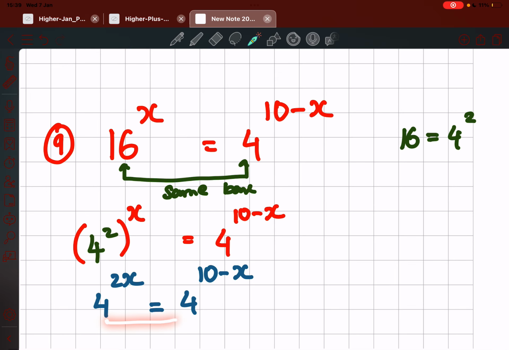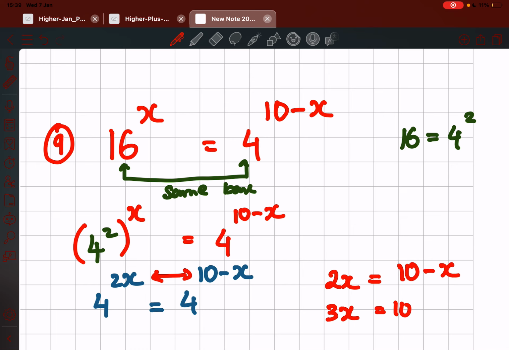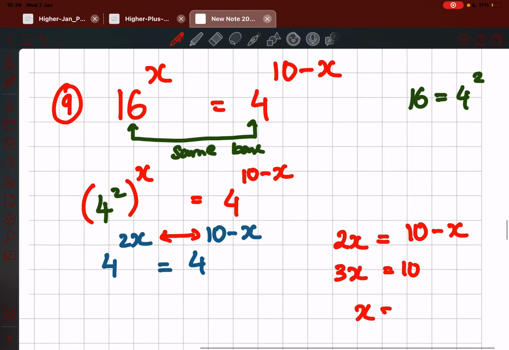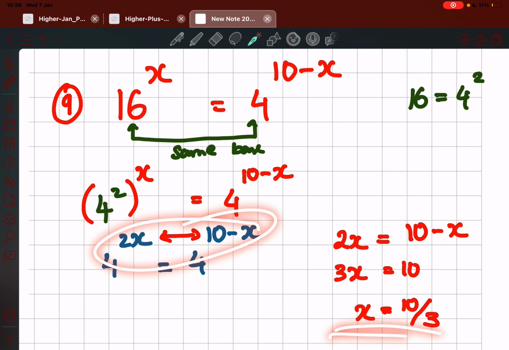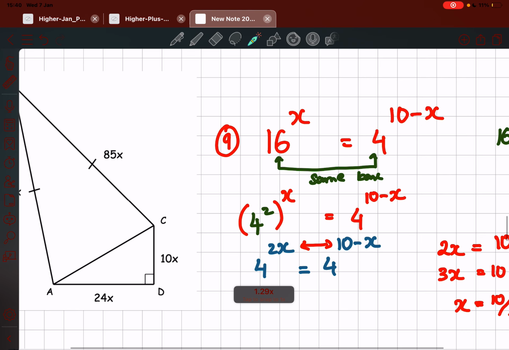Because the bases are the same and the expressions are equal to each other, you can argue that these 2 powers must be equal to each other as well. So now you have 2x is equal to 10 minus x, or 3x is equal to 10. So x is equal to 10 over 3. So get the same base. Once you have the same base, equate the powers. Once you have the powers, you would be able to find the equation and then solve it.